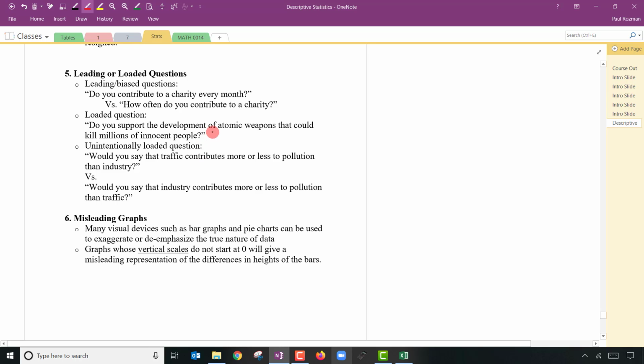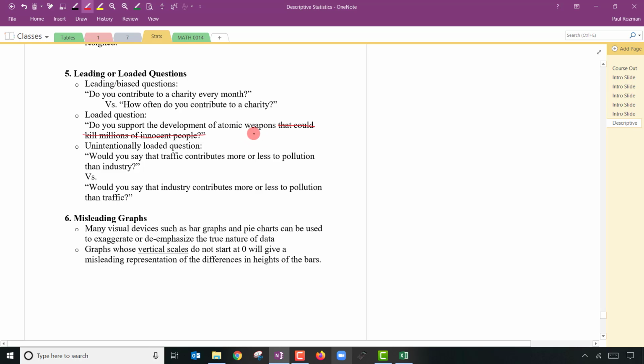Some really crazy ones here. Do you support the development of atomic weapons that could kill millions of innocent people? Who's going to answer yes to that? Of course, we could leave out the killing millions of innocent people and ask if someone supports development of atomic weapons. And you might get some people to say yes to that.